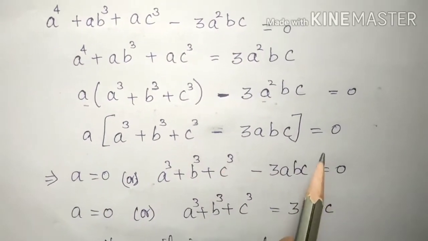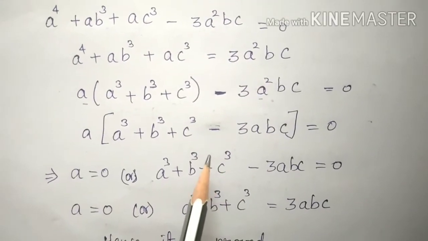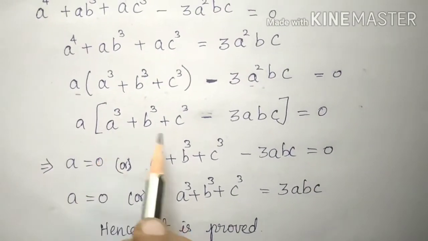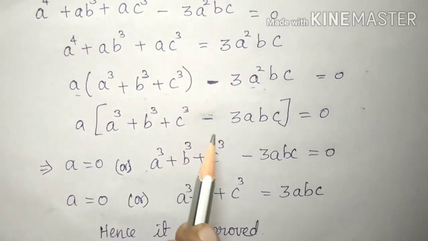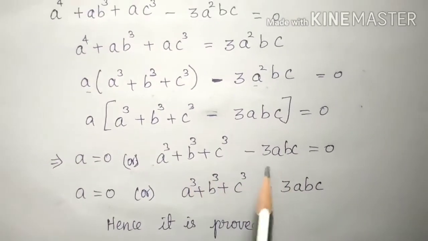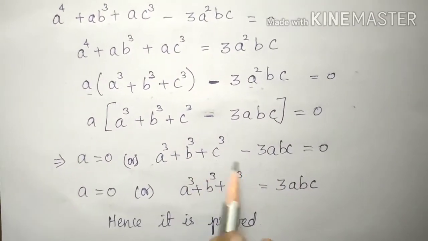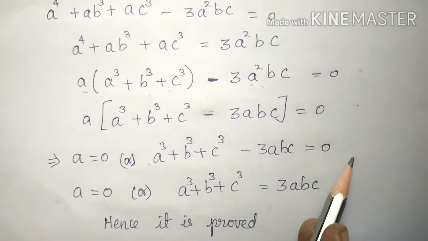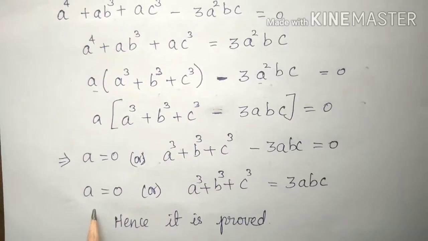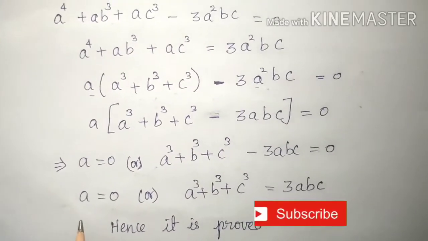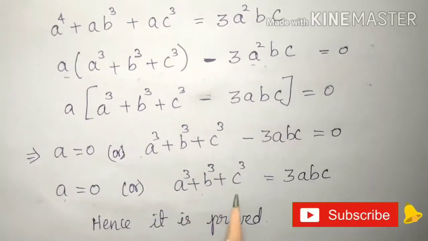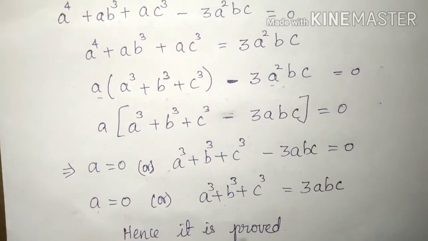Now product equal to 0 means each factor can be equal to 0. The outside term is a, so a equal to 0, or the whole polynomial a cube plus b cube plus c cube minus 3abc equal to 0. So either a is equal to 0, or a cube plus b cube plus c cube, taking the minus term to the other side so it becomes plus, equals 3abc. This is what we needed to prove: if the roots of the equation are real and equal, then either a is equal to 0 or a cube plus b cube plus c cube equal to 3abc. Hence it is proved.